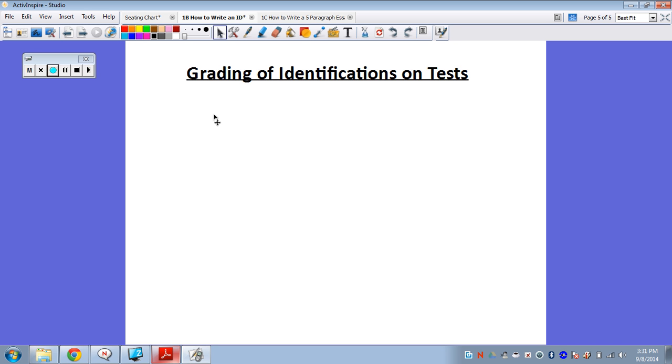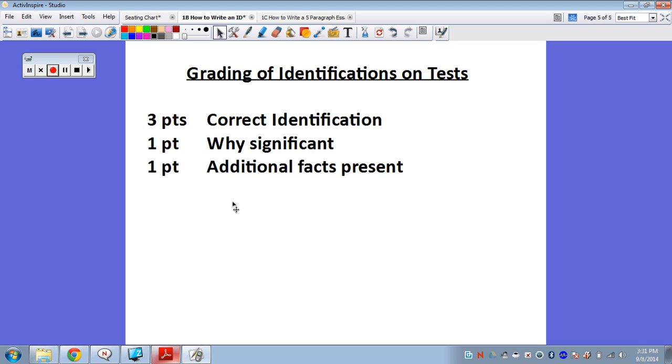I want us to practice this so that when we do it on our first test here in a couple of weeks, you guys who miss points aren't missing points just because you don't know how to write an identification. If you're going to miss points, I want it to be because you made a mistake from a content standpoint. I don't want that, but I don't want structure to be the issue.